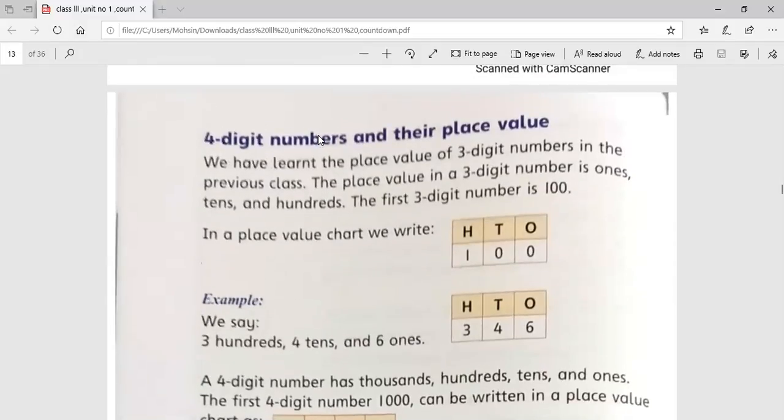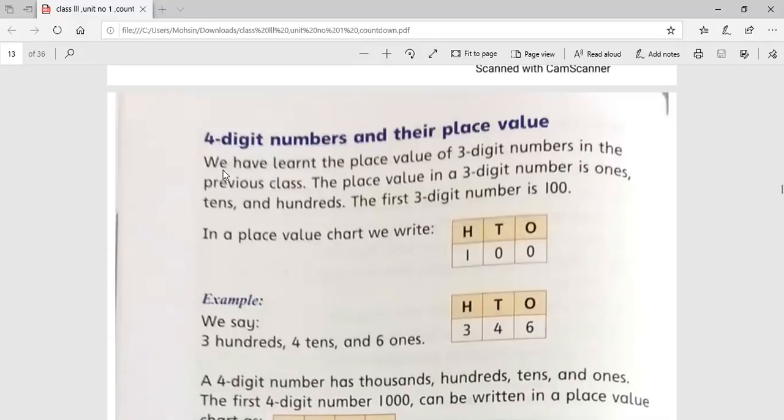On page number 12, we are going to learn about four-digit numbers and their place value. Four-digit numbers means we have four digits: 1, 2, 3, 4. Then we are going to learn about their place value, which means where the digits are standing: under ones, tens, hundreds, and thousands.